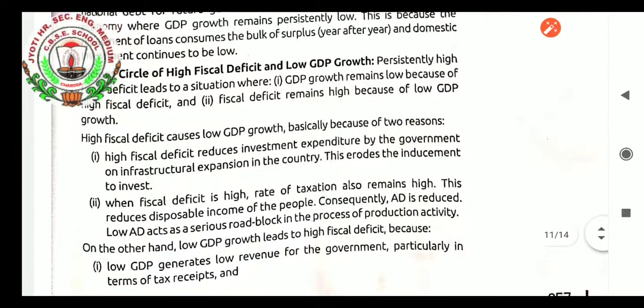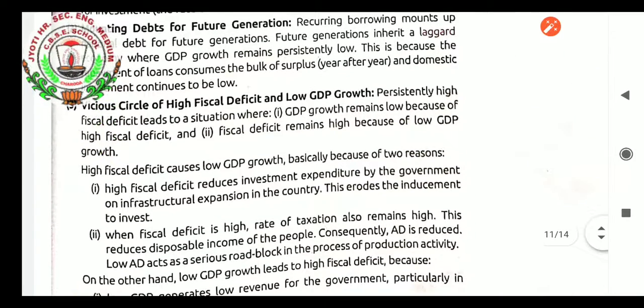Vicious circle of high fiscal deficit and low GDP growth. Persistently high fiscal deficit leads to a situation where GDP growth remains low because of high fiscal deficit, and fiscal deficit remains high because of low GDP growth.